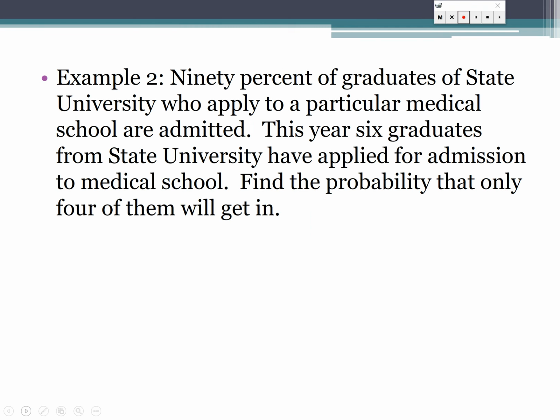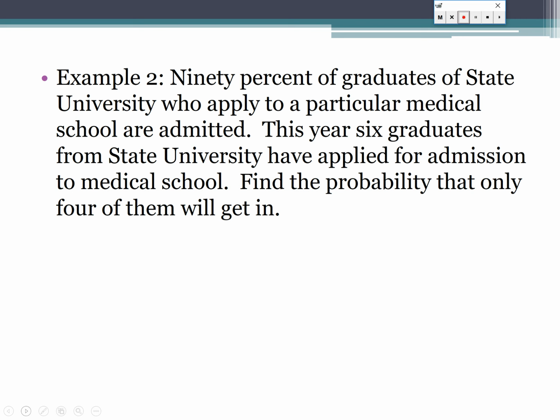Alright, so let's apply this. We have 90% of graduates of State University who apply to a particular medical school are admitted. This year, 6 graduates from State University have applied for admission. Find the probability that only 4 of the 6 will get in. And yes, I understand this section is about binomial distribution, so let's just start plugging and chugging in the formula.